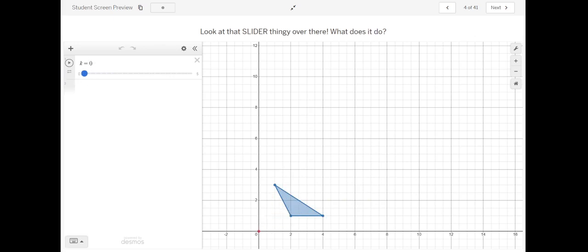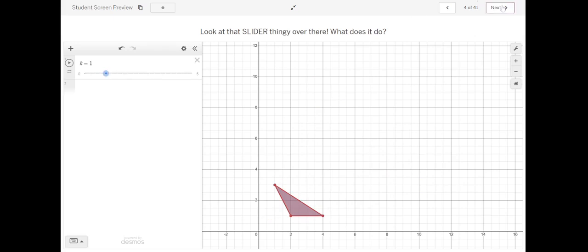Your job is to just move the slider around and see what happens. Some things to notice is that it gets bigger when k is bigger than 1. It gets smaller when this k is smaller than 1. And it's exactly the same when it's equal to 1.